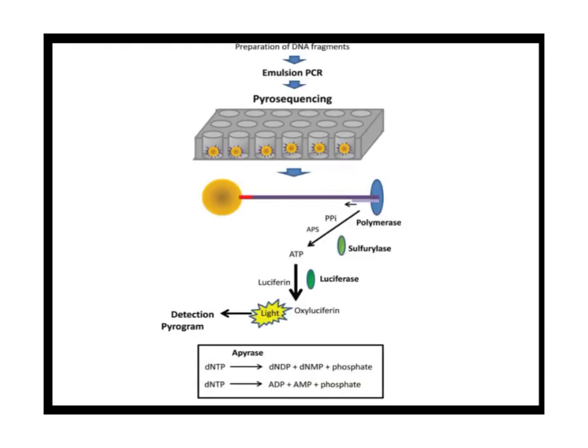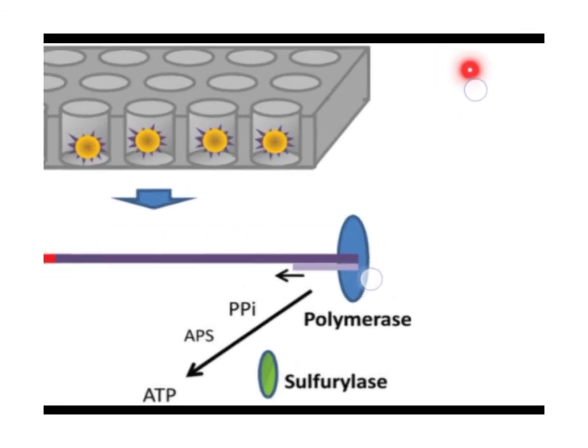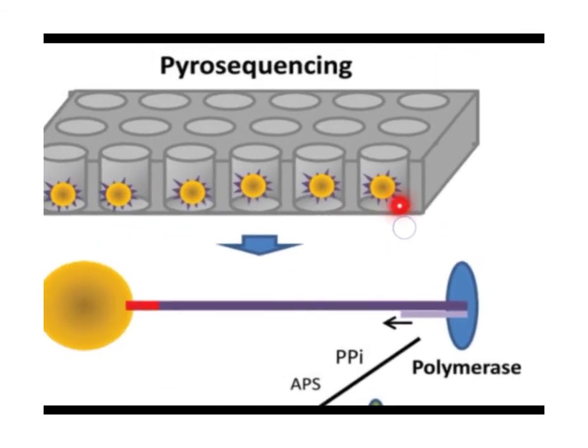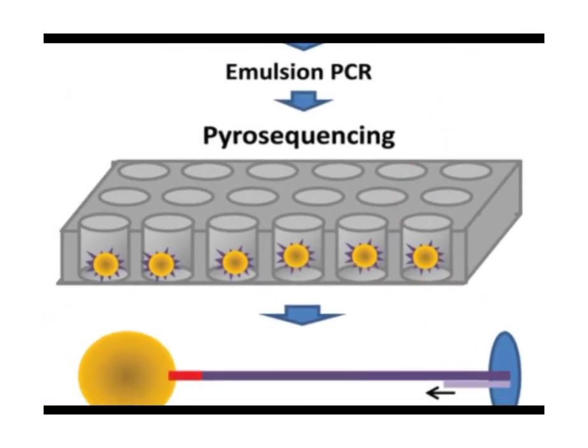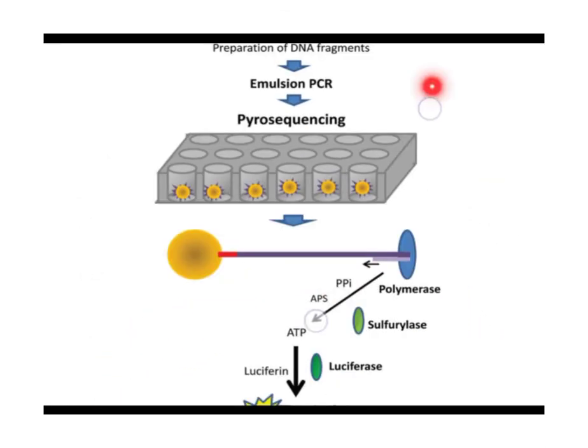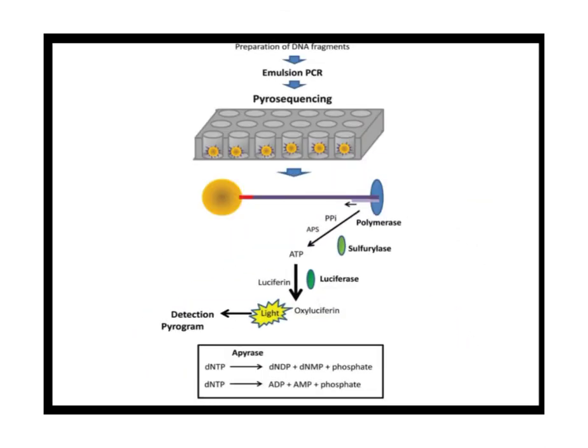Now there may be a possibility that this whole process may have some unutilized dNTPs in it. For that reason, there is one enzyme, the apyrase enzyme, which is going to utilize or remove those unused dNTPs from the sample after the process.